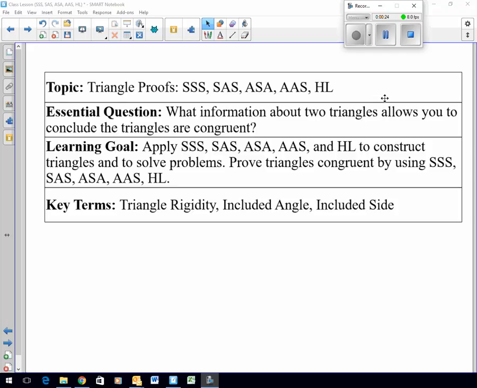Triangle proofs using side-side-side, side-angle-side, angle-side-angle, angle-angle-side, and hypotenuse leg. Our essential question: what information about two triangles allows you to conclude that the triangles are congruent? Our learning goal: apply SSS, SAS, ASA, AAS, and hypotenuse leg to construct triangles and to solve problems. We're going to talk about triangle rigidity, included angle, and included side.